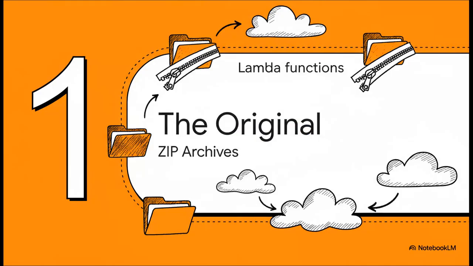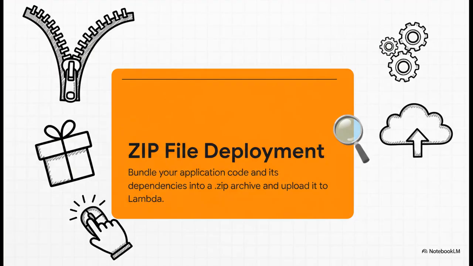All right, let's dive right in with the original, the OG, the one that's been with us since the very beginning, deploying your Lambda functions with a good old-fashioned zip archive. Yep, this has been the standard way to do things since Lambda first came out. The idea is simple. You just package up your code, you toss in all your libraries and dependencies, zip it up, and upload that one single file.